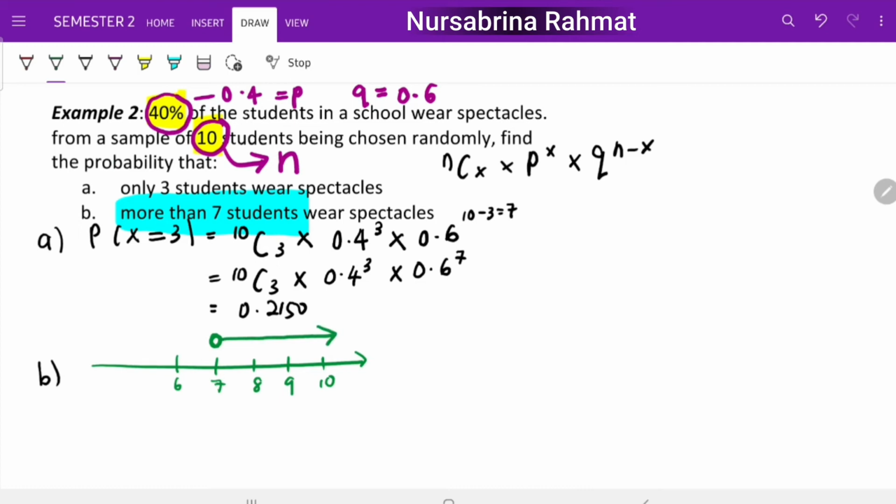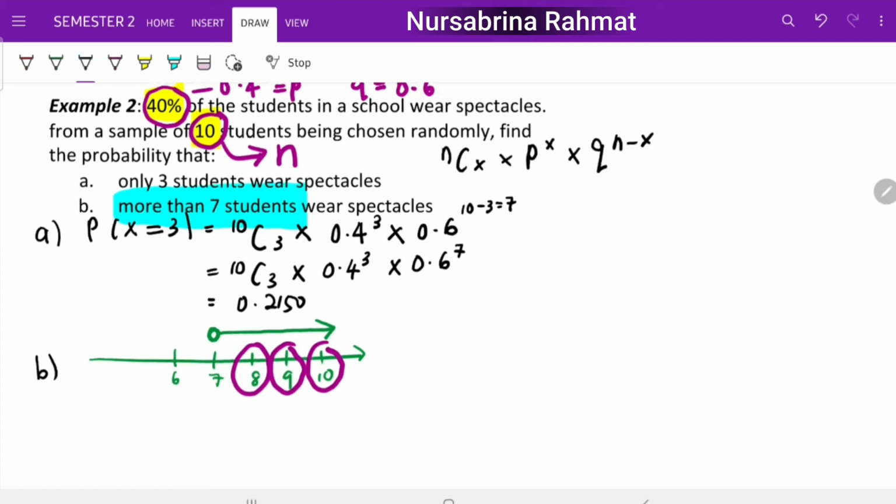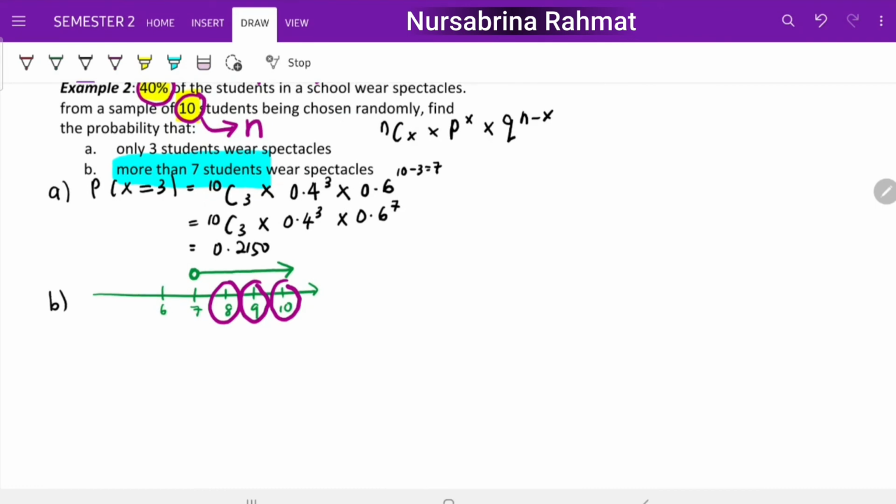So does it include 7? No, because it says more than. So the number should be greater than 7. So the probability should cover when x equals 8, x equals 9, x equals 10. Okay, so P(X > 7) equals P(X = 8) plus P(X = 9) plus P(X = 10). Okay, so we have to calculate the values individually.